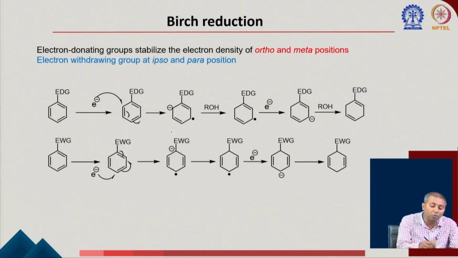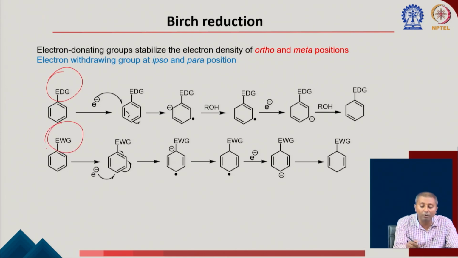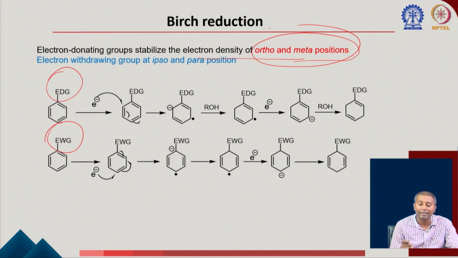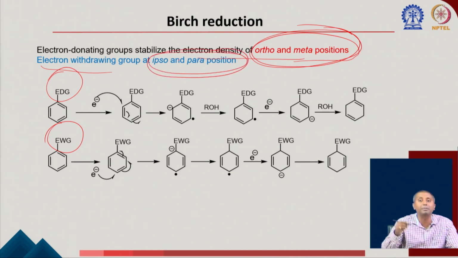As I mentioned, if you have a donating group versus an electron withdrawing group, an electron donating group can stabilize the electron density in the ortho and meta positions. So there will be ortho-meta selectivity. If you have an electron withdrawing group, then the reduction happens at the ipso and para positions. So that is the important thing. If you are trying to solve a problem on this topic, you have to understand that if you have an electron withdrawing group, then hydrogen is going to be in the ipso and para positions.